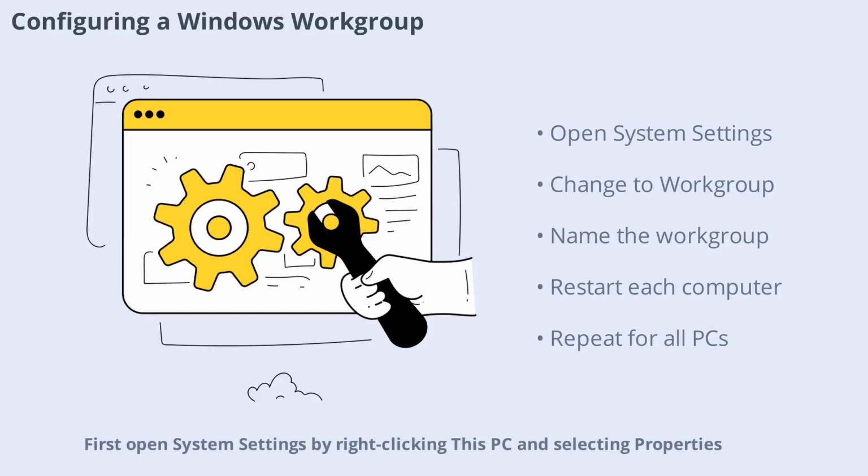Setting up a Windows workgroup for 6 users on Windows 10 is straightforward. First, open System Settings by right-clicking This PC and selecting Properties. Click Advanced System Settings, then under Computer Name, click Change. In the dialog, select Workgroup, enter a name like Office WG and restart the computer. Repeat this on all 6 computers. This ensures every machine joins the same workgroup, laying the foundation for shared resources.